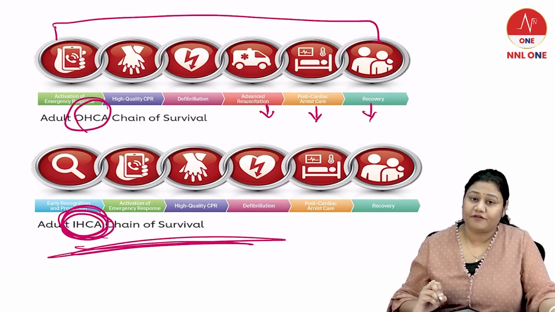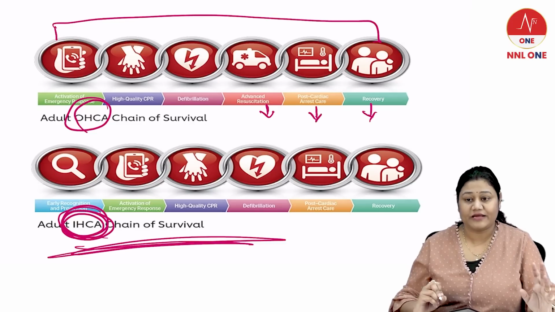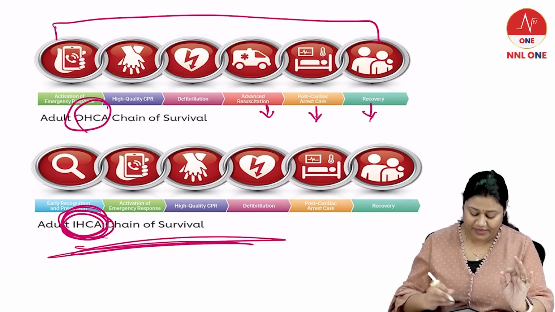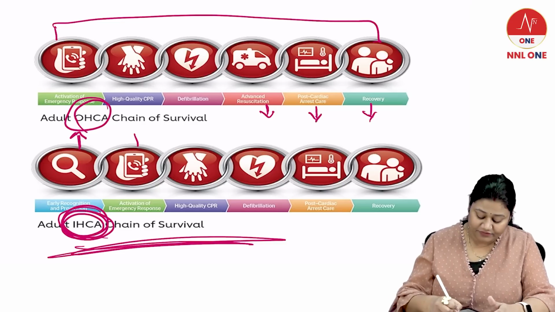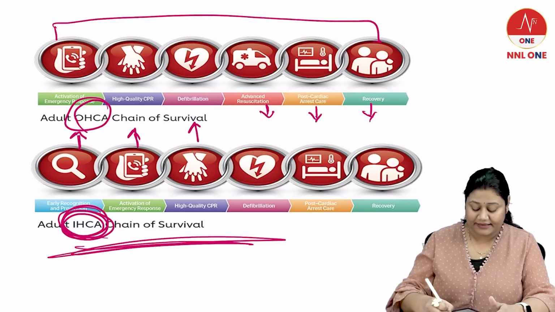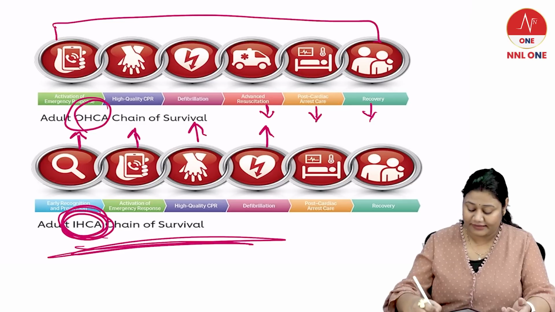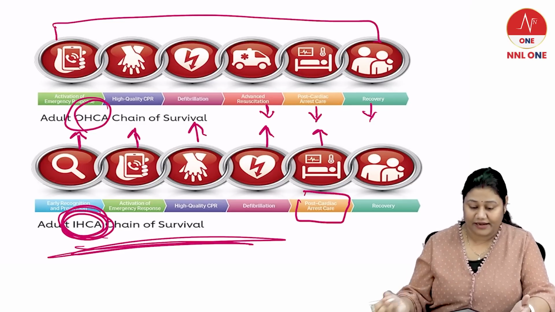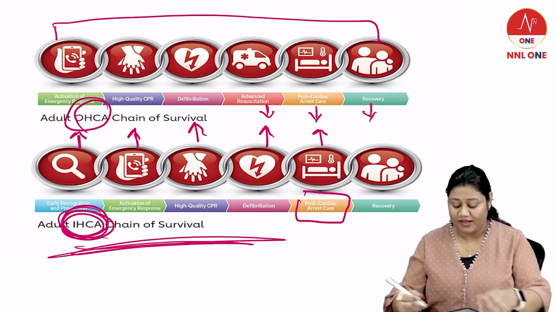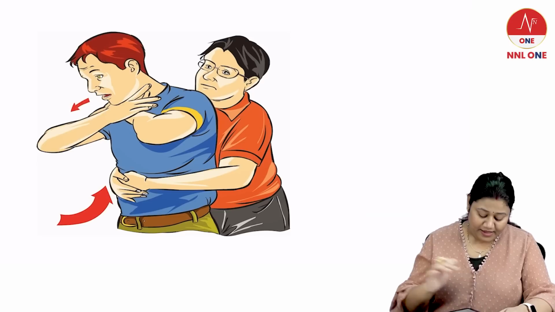In hospital, first we will not activate the service. First we have to recognize that this is a cardiac arrest, right? Because we all are professionals. Once we recognize the cardiac arrest, then we will activate code blue. Then defibrillation, shock delivery, and if the patient revives after the shock, we go for post cardiac care, and last is recovery.